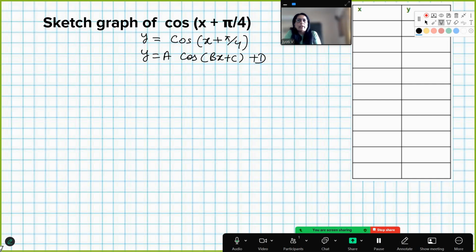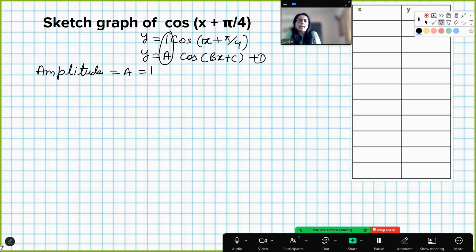On comparing, we will know a is actually the amplitude of the graph. That means how much above or below it is with respect to the horizontal line. Amplitude. We are only comparing like this. See, the coefficient of cos, so the amplitude is 1.